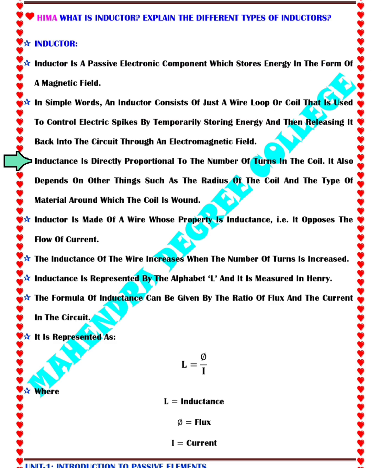The type of material around which the coil is wound. This refers to the core material inside the coil. If the coil is wound around air, it has less inductance. If it is wound around magnetic materials like iron or ferrite, these increase the magnetic field strength and thus increase inductance. Magnetic core materials boost inductance compared to non-magnetic cores like air.